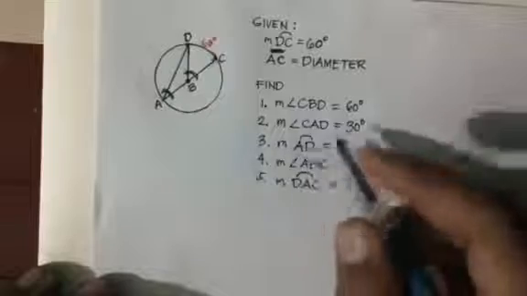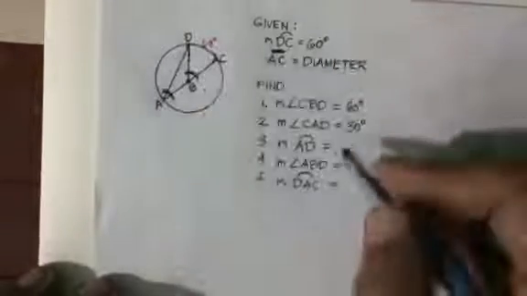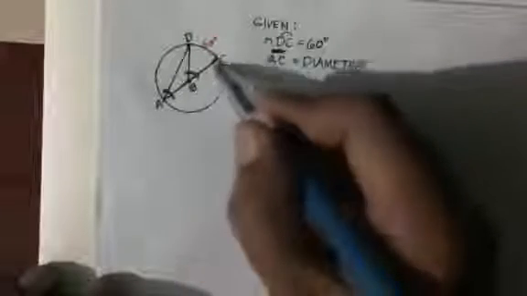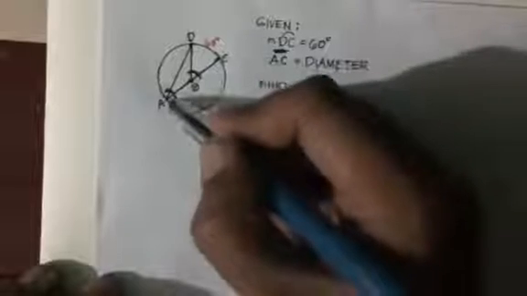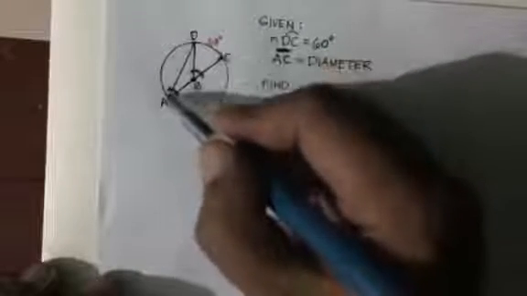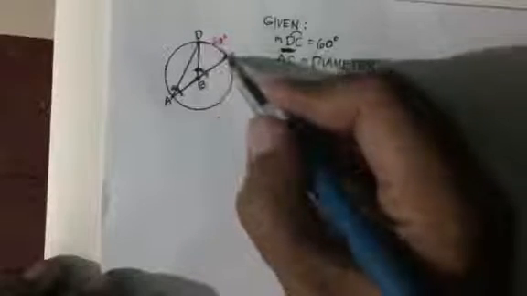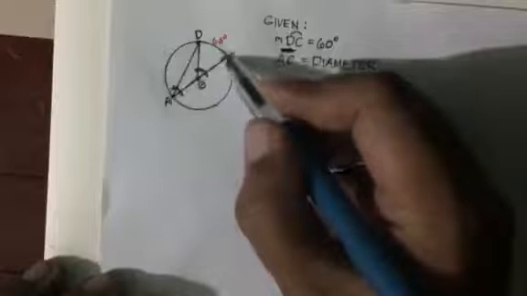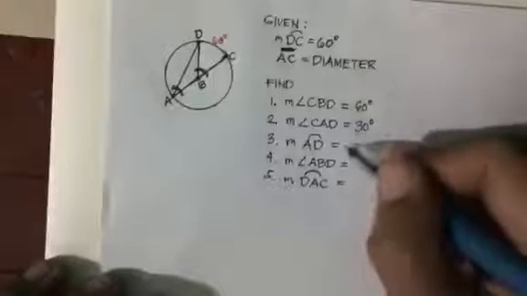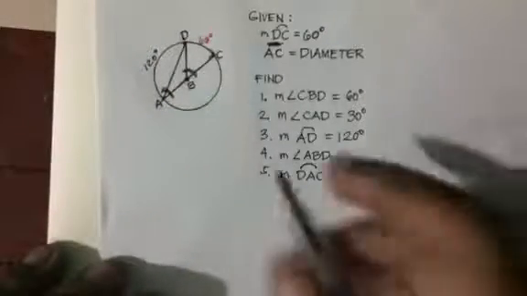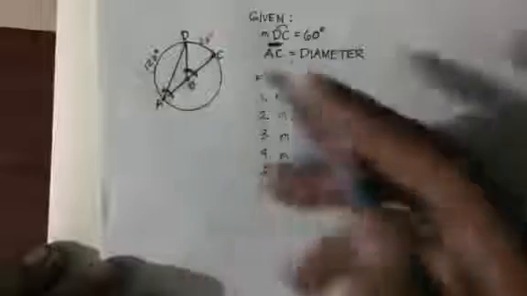Next, the measure of arc AD. Going back, line segment AC is a diameter, so arc ADC is a semicircle. The measure is 180 degrees. Since arc DC is 60 degrees, then 180 degrees minus 60 gives 120 degrees. So this measurement is 120 degrees.